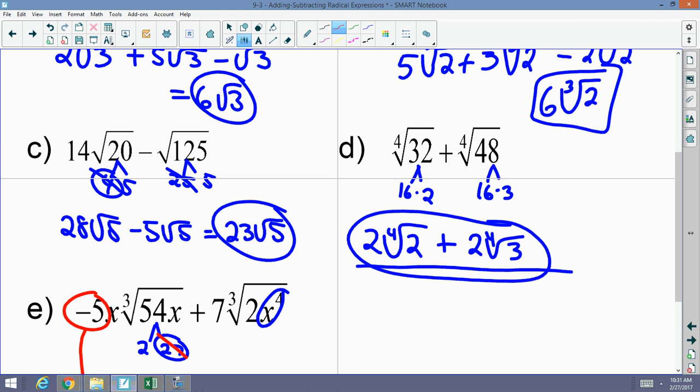Correct. The 20 is 4 times 5. The square root of 4 is 2. 2 times 14 is 28. Thank you so much for your honesty, kid. You had a question, my brother.